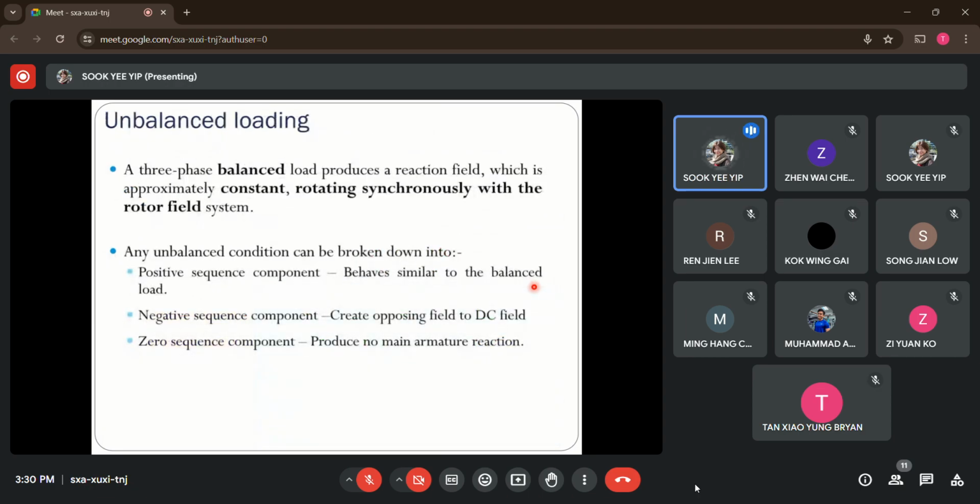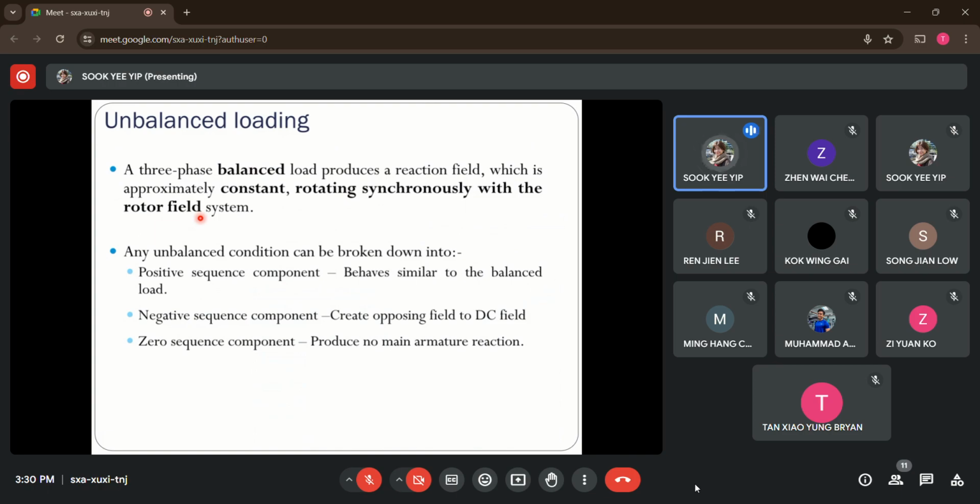Now we'll talk about unbalanced loading conditions that could happen for the generators. If we have balanced three-phase loads connected to the generator, the armature reaction field of the generator is approximately constant and rotates in sync with the rotor field system, at the same speed.